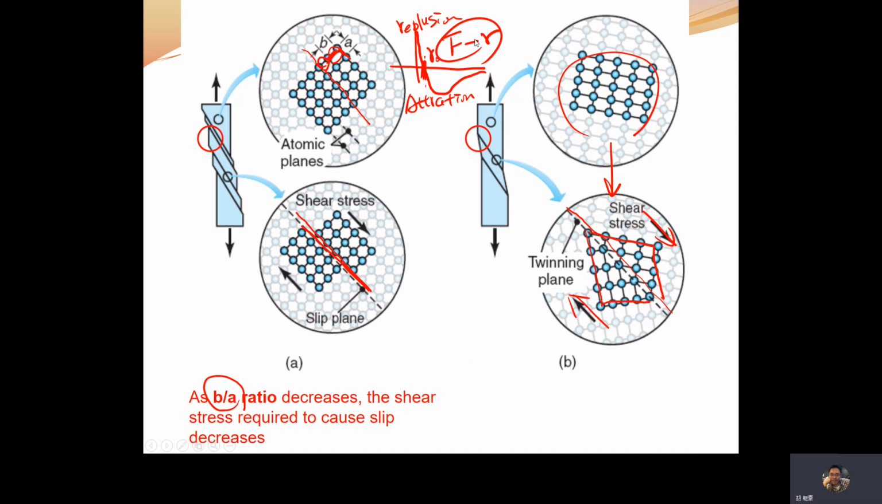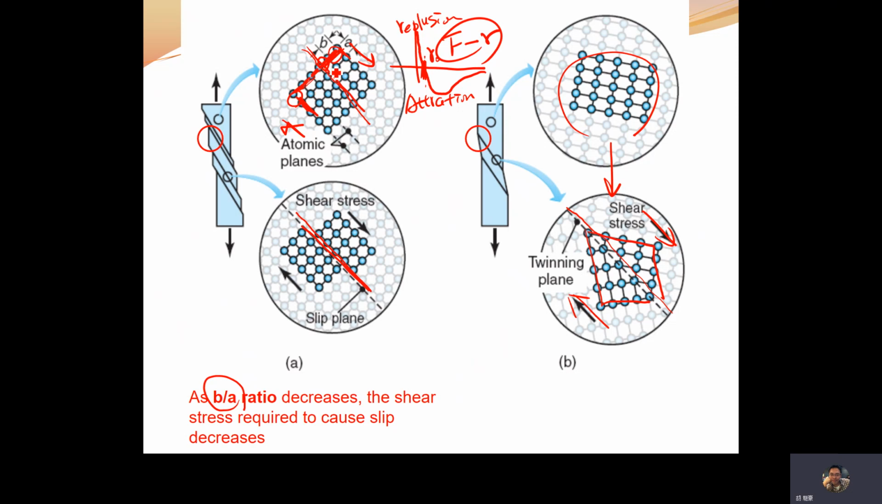Okay, therefore, the bonding force in this direction, this bonding is stronger than this. Okay, than this. Therefore, on this plane, when we apply a shear, these bonds are not easy to be broken. Okay, therefore, this direction is stronger than this direction.